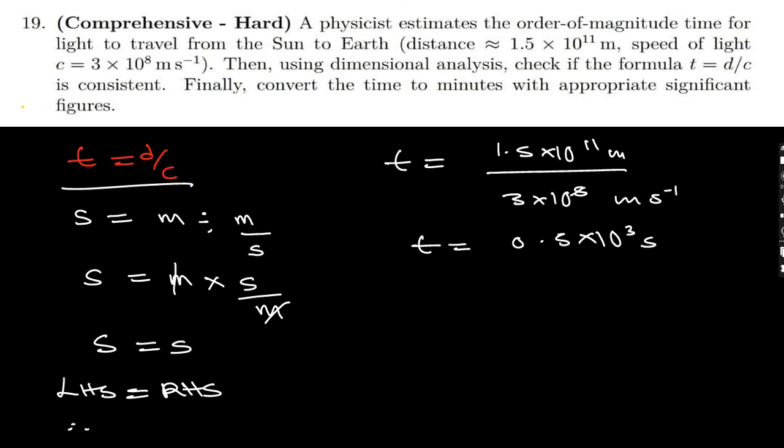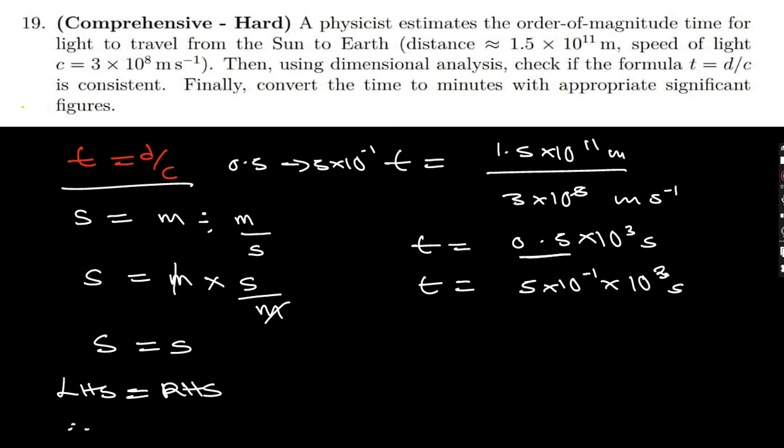Okay, now here this part I can change it to 5. Changing it to 5, 0.5 can also be written as 5 times 10 to the power negative 1. Try this out on your calculator. It's going to give you 0.5. So my time is going to be 5 times 10 to the power negative 1 times 10 to the power 2, I mean 3 seconds.